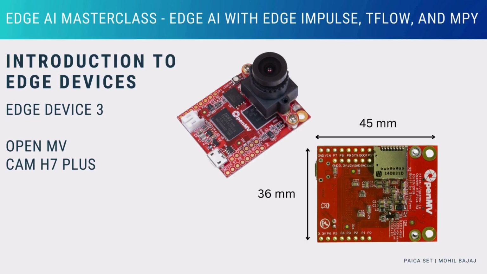Hello everyone and welcome again. In this video, we are going to look at the OpenMV Cam H7 Plus, a powerful edge device tailored specifically for computer vision tasks, and a close competitor to the Arduino Nicla Vision. So let's dive straight in and see how the two devices compare.